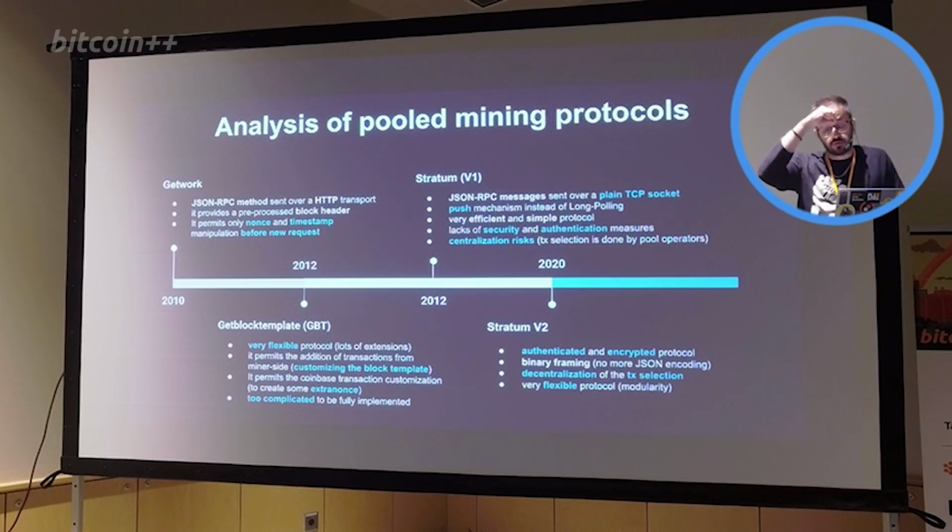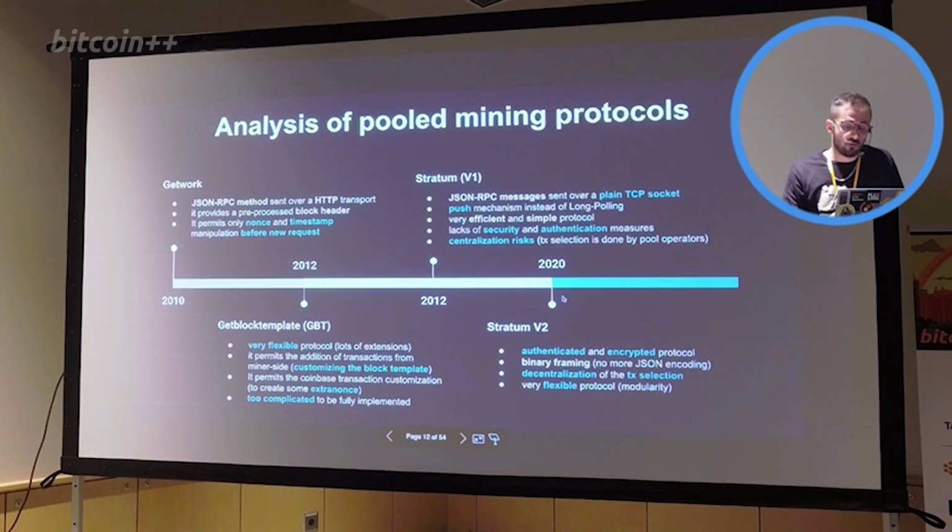So, in 2020, a working group, some people from Braiins, formerly known as Slush, together with Matt Corallo, proposed a set of specifications for a new version of Stratum that introduced some new features: authentication, encryption, binary framing to optimize for bandwidth consumption, and most importantly, decentralization of transaction selection.